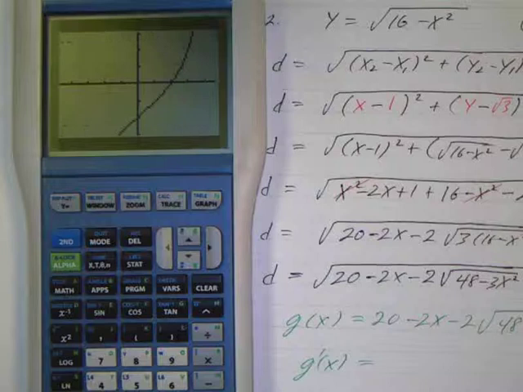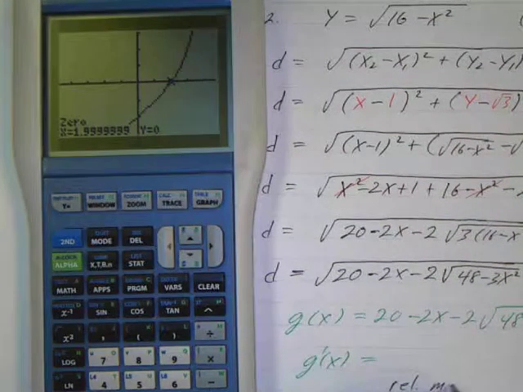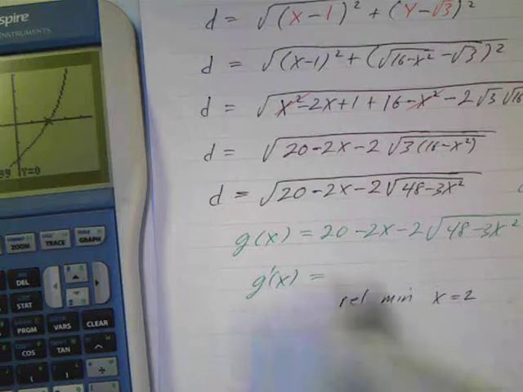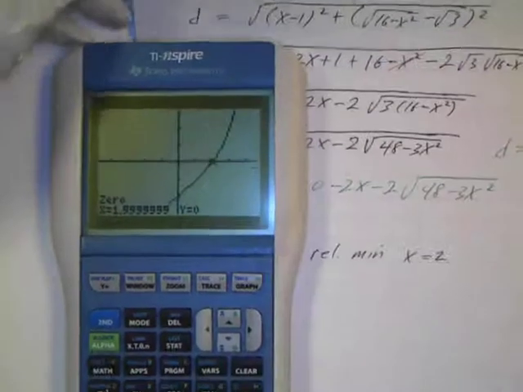Don't want to guess. And it looks like I've got 1.9999999. That's pretty much about 2. So that's going to be my relative minimum. Okay? At x equals 2. So I don't have any values here, but I know the relative minimum. It's going to be at x equals 2. I didn't have to do this because I got the graph right there. The only reason why I find that is so I can graph it and find that. Okay?